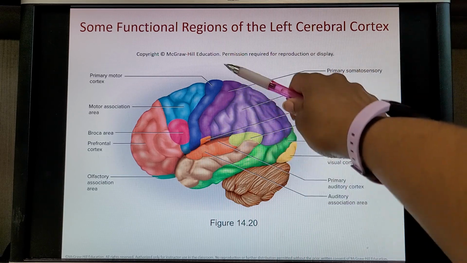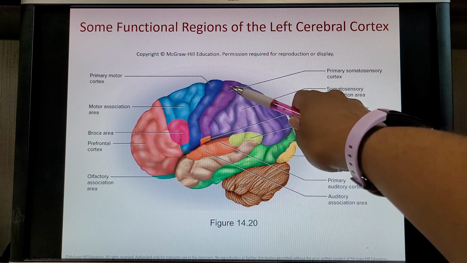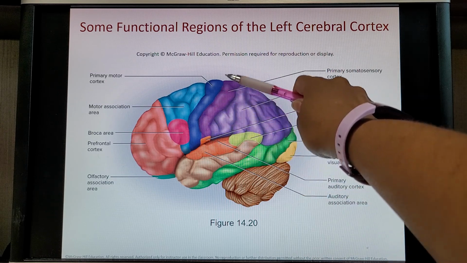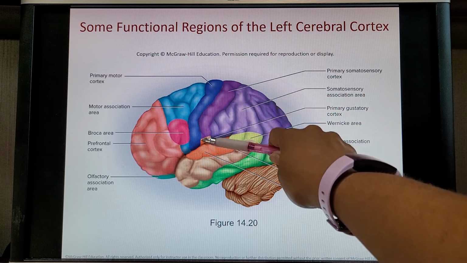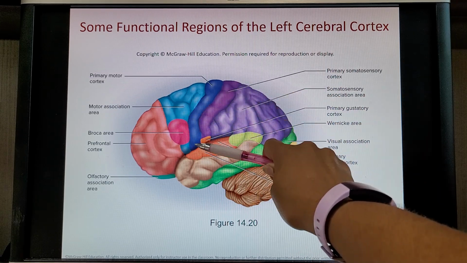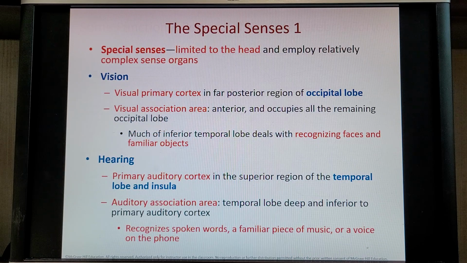So going here, our main ones that we'll actually talk about, at least for here, we'll look at our sensory strip, which is our post-central gyrus. So here is our central gyrus separating our frontal and parietal lobes. Our pre-central gyrus is our motor strip or motor cortex. So this is everything that I just said, only in text version.